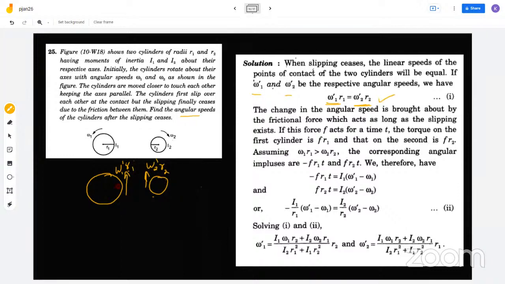फिर जो है टॉर्क फ्रिक्शन का आएगा, ठीक है, फ्रिक्शन का टॉर्क F into r1 हो जाएगा और दूसरे के लिए क्या होगा F into r2. So एक के लिए अपोजिट होगा और दूसरे के लिए ये हो जाएगा. और फिर गाइस एंगुलर इंपल्स एंगुलर मोमेंटम थ्योरम से क्या लिखेंगे? Angular impulse is torque into time. See, torque into time is change in angular momentum.